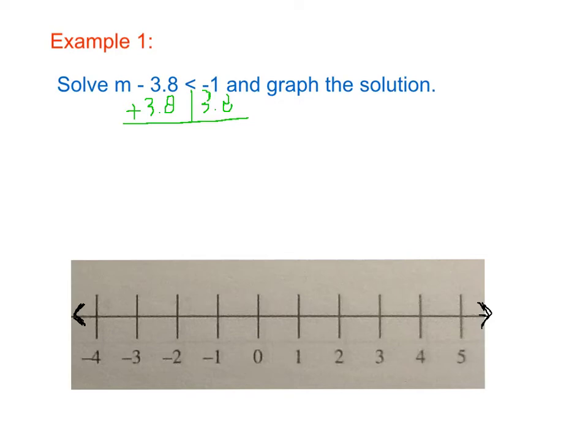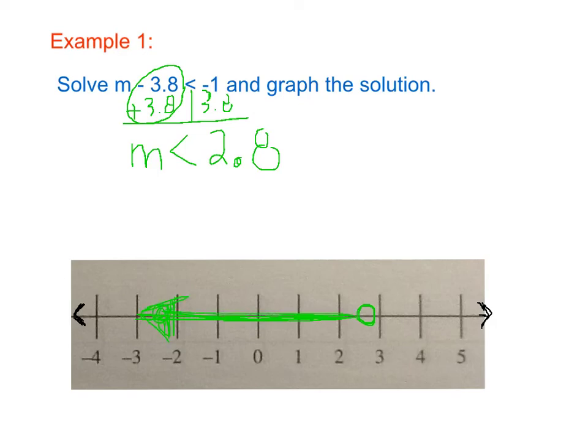On the left, -3.8 plus 3.8 gives you 0, so you're left with just m on the left. The inequality sign stays the same. And when you do -1 and 3.8, you get 2.8. So on the number line, we're going to go to 2.8. Since there's no equal to symbol in the inequality, we're going to use an open dot. So at 2.8, I'm going to put an open dot. I'm just going to approximate this there. And we want to shade to include numbers that are less than 2.8. So 0 is less than 2.8, so I want to shade to include this here.